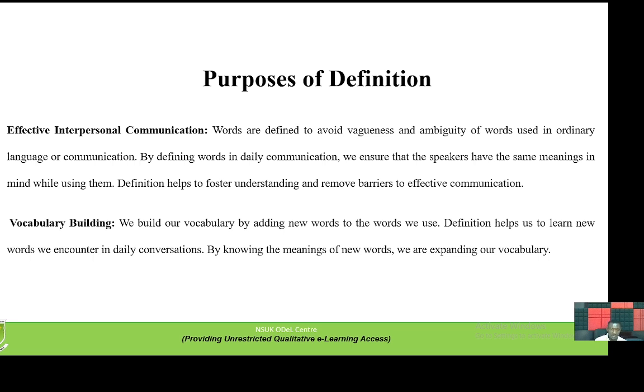The second purpose, vocabulary building. We build our vocabulary by adding new words to the words we use. Definition helps us to learn new words we encounter in daily conversations. By knowing the meaning of new words, we are expanding our vocabulary. The vocabulary has to do with the collection of words that you know. You understand?